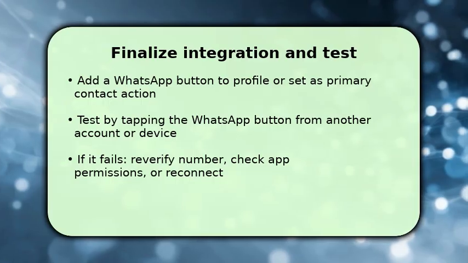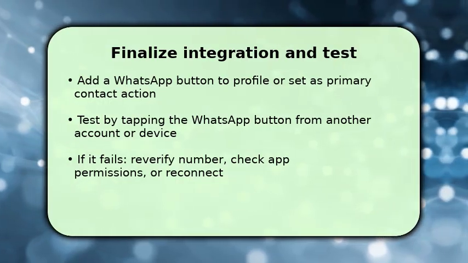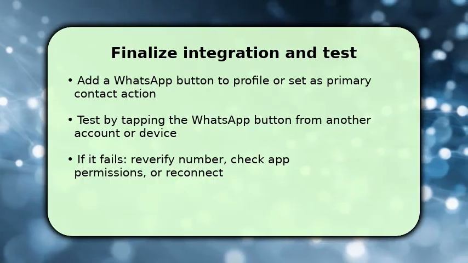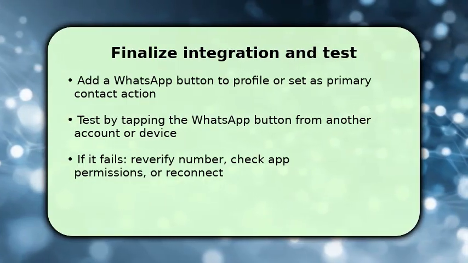You finish by adding the WhatsApp call to action button to your Instagram profile under Edit Profile so visitors can message you directly. Once added, test the integration from a separate account or friend's phone to confirm messages open in WhatsApp correctly.